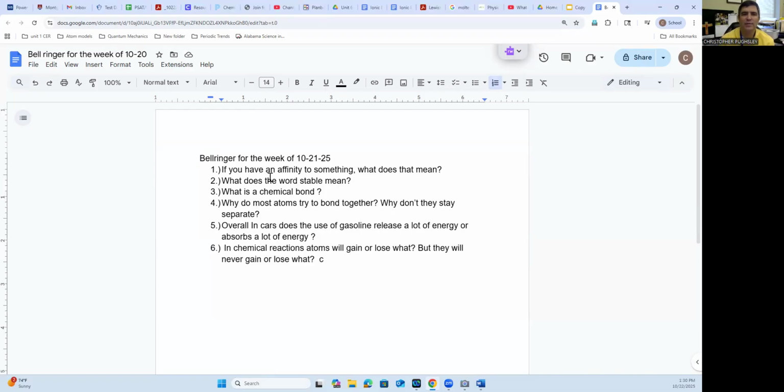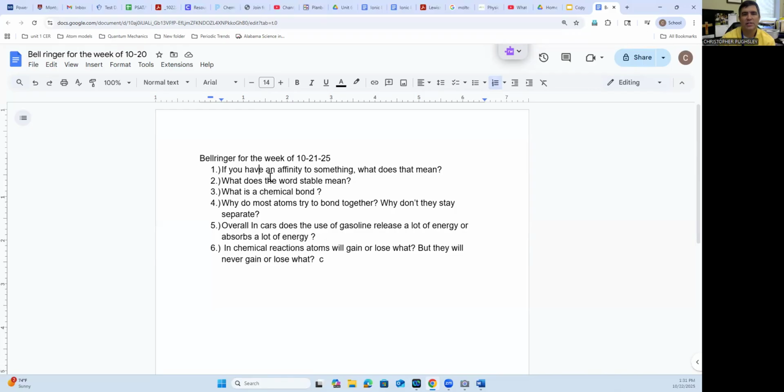Why do most atoms try to bond together? Why don't they stay separate? Again, we're going to see today that atoms bond together because it's actually energetically favorable. Atoms being separate is not favorable. Nature wants to do the easiest thing. And so one of the things that atoms will do is they'll come together and chemically bond.